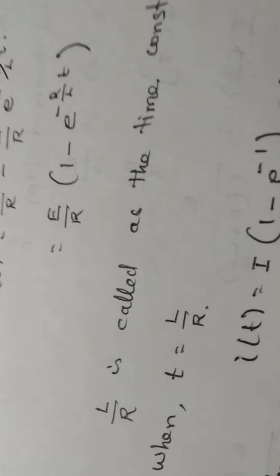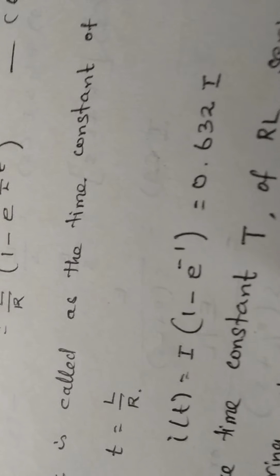When t is equal to L by R, I of t is equal to I into 1 minus e to the power of minus 1, that is equal to 0.632 I. Therefore, the time constant of the RL series circuit is defined as the time during which the current increases to 63.2% of its steady value.